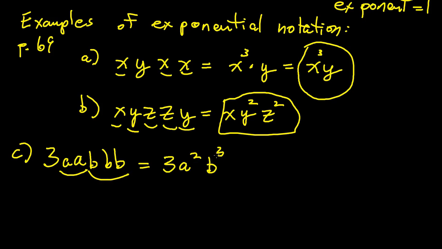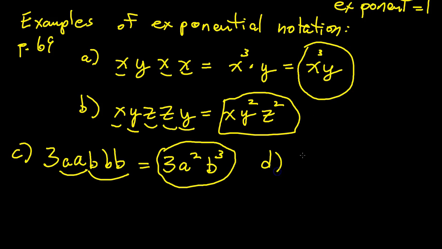So, it's a 3 there. So, B times B times B is B cubed. Did I say that right? B times B times B is B to the 3rd power. So final answer there for C, 3A squared B cubed.